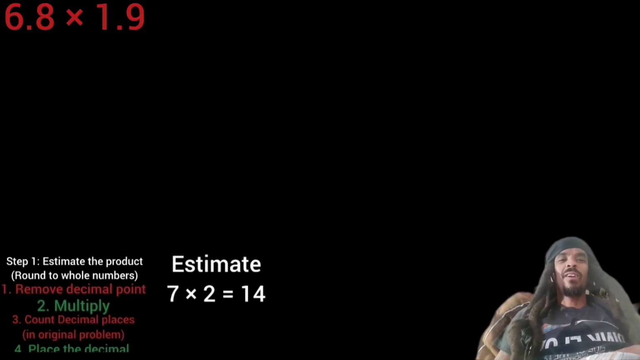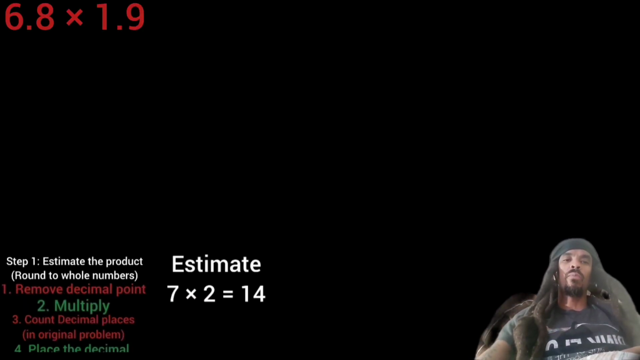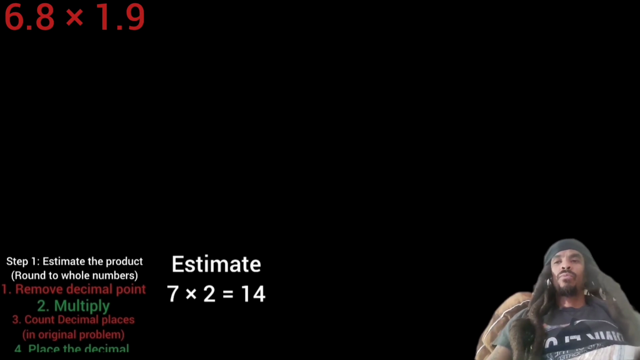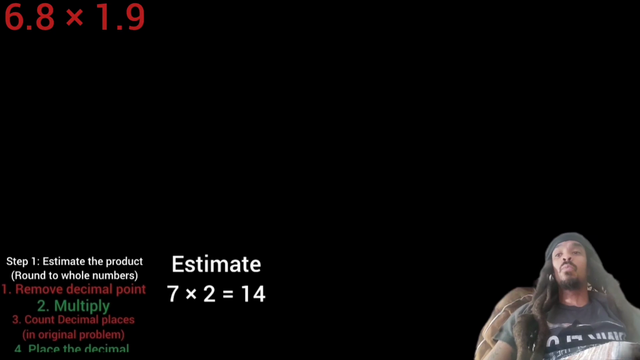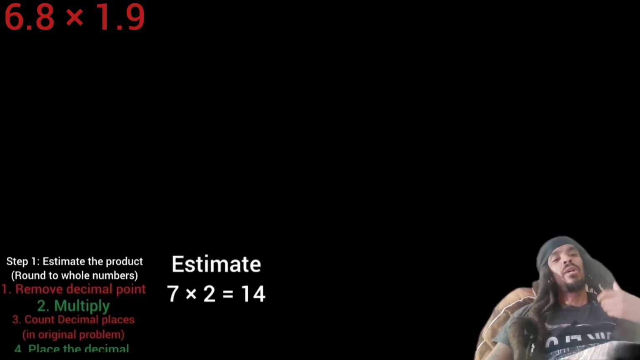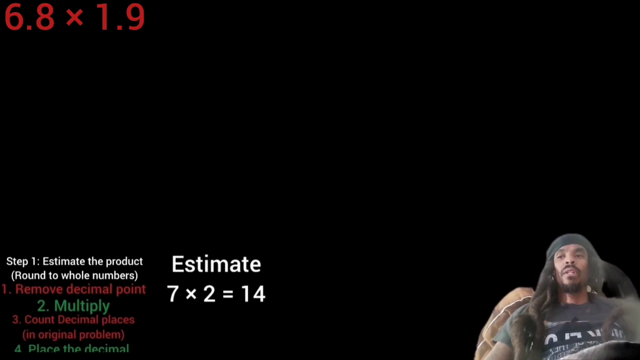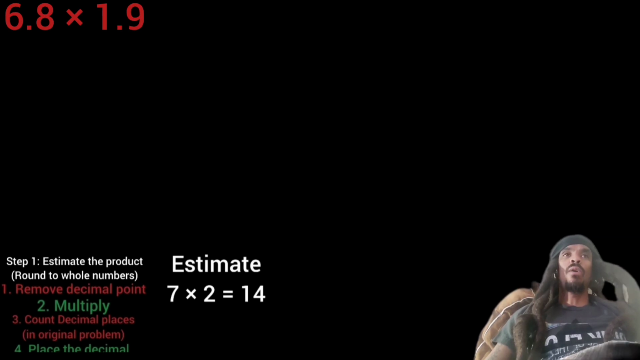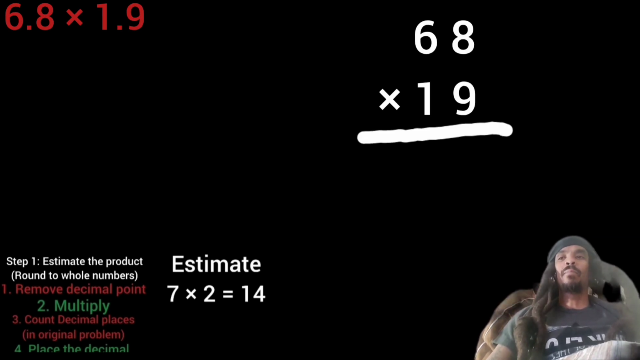All right, we got our estimation out of the way, so now we're ready to get to work. Like I said, 7 times 2, our estimation is 14. So we know our answer has to be somewhere around 14. Let's go ahead and get to it. Let's rewrite this problem without the decimals. Just do straight up 68 times 19.